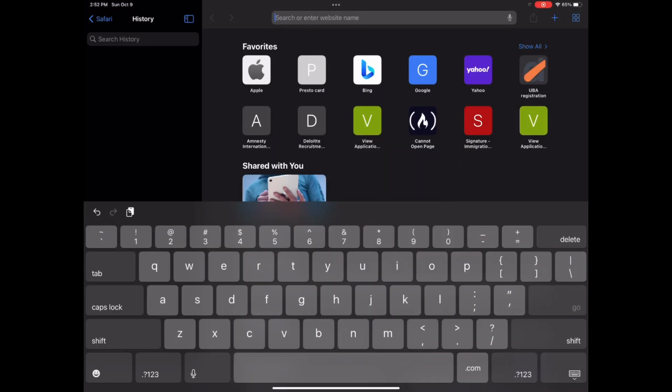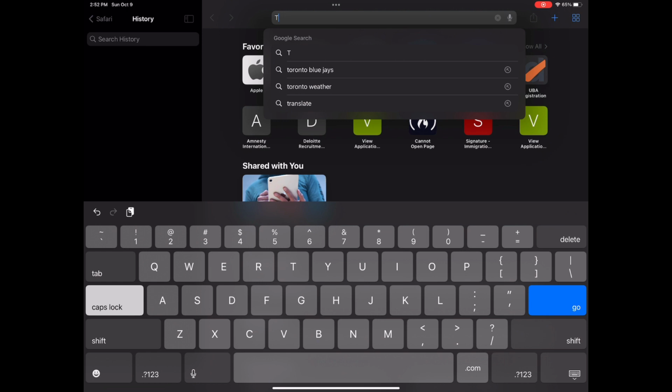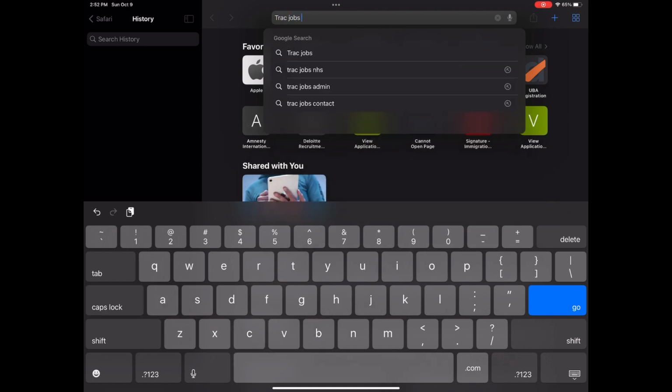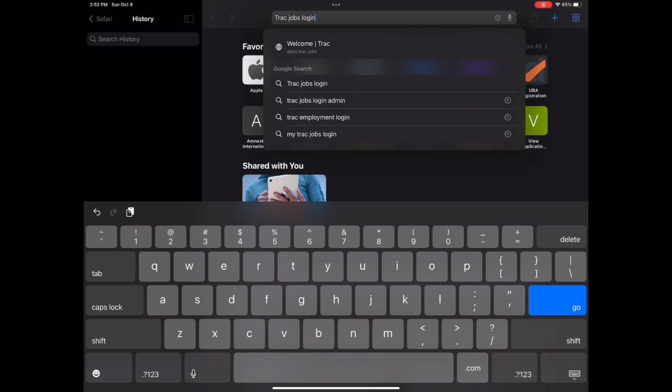Hi guys. So we've been getting tons and tons of requests about how to make applications on Trac Jobs as well as the NHS's website. If you're familiar with both websites, you realize that they are a replica of each other. For the purposes of this demonstration, we'll be using the Trac Jobs website.